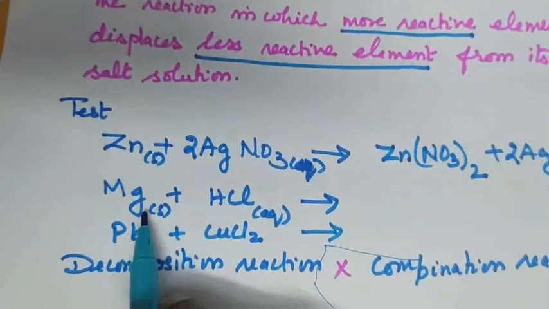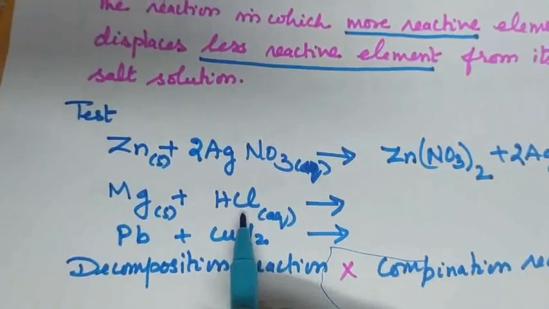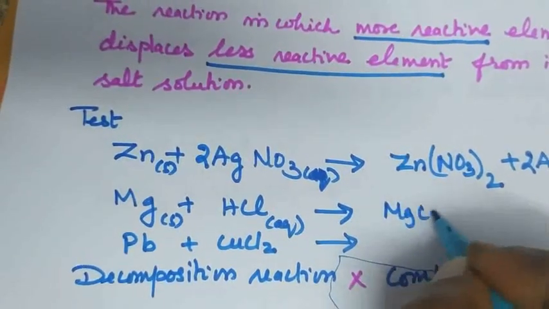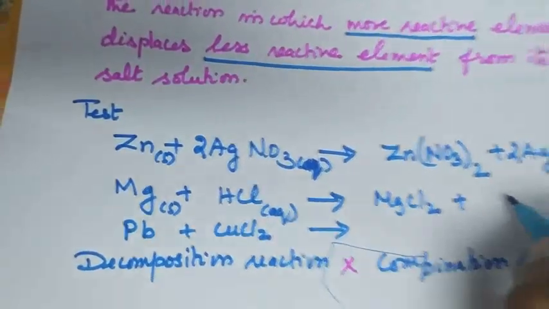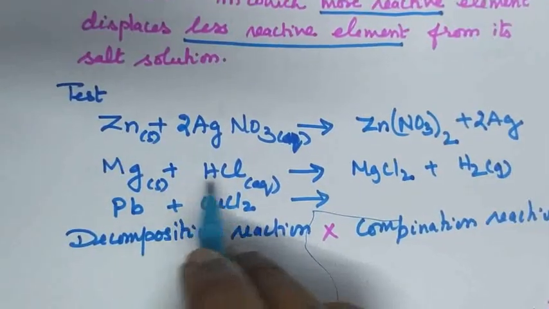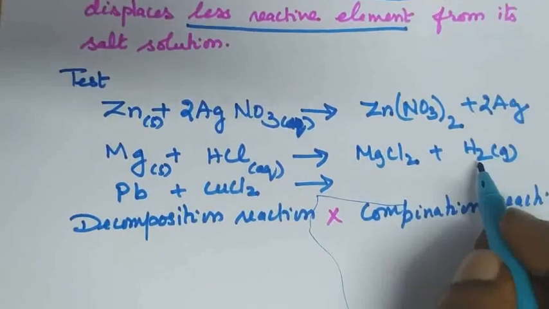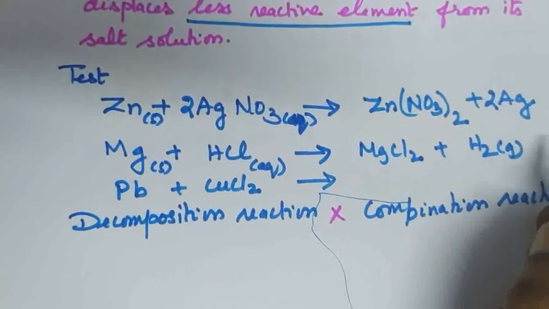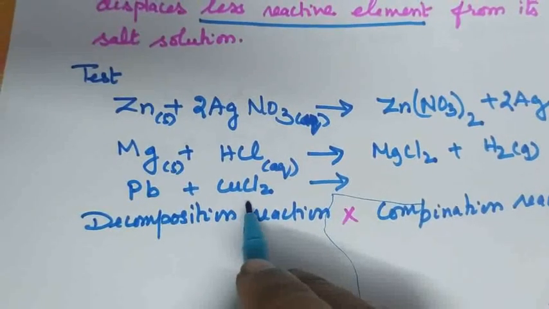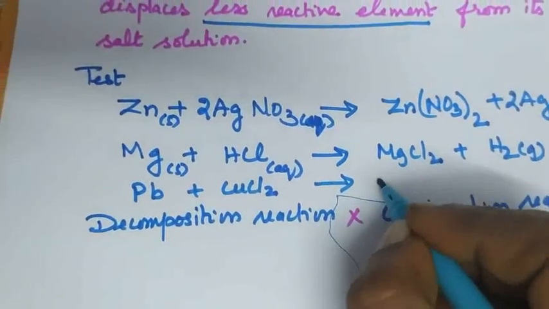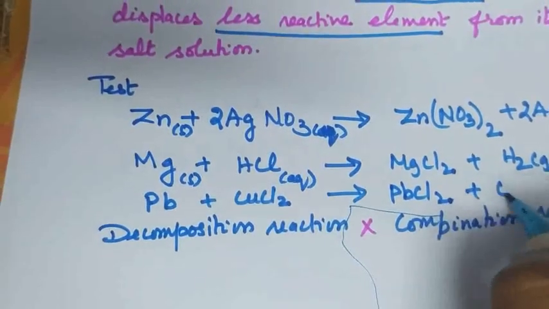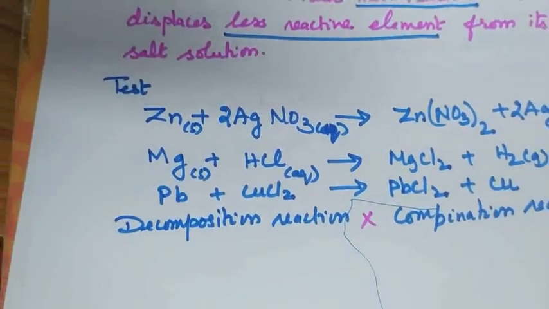Then we have magnesium and HCl. So what will I have? Magnesium chloride plus H2 gas. We all remember that metal reacts with acid to displace hydrogen gas. See, it displaces hydrogen gas. Lead plus copper chloride. What is the product? We will get PbCl2 plus copper. Copper is displaced.